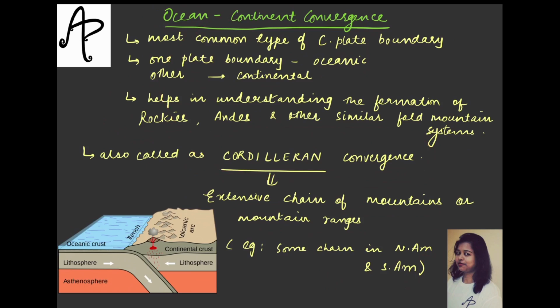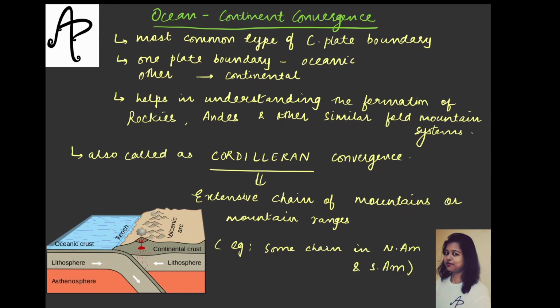And this is a diagrammatic representation of the same, that you will have an oceanic crust and you will have a continental crust. Obviously, which one will subduct? The one that is denser does. Which one is denser? Oceanic crust is denser. And then these are just the similar things because it is convergence. So trench is here, volcanic arc is here, lithosphere and asthenosphere. All of these things now I guess you already know.